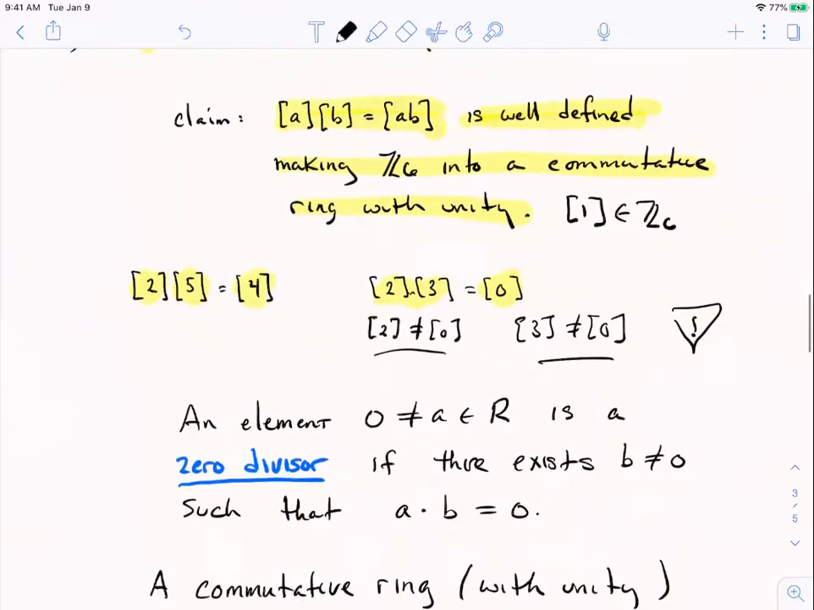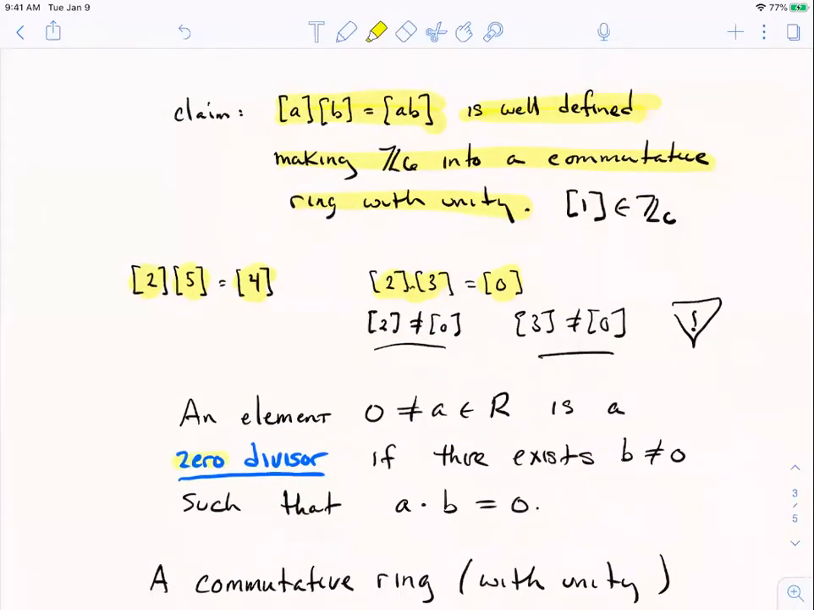Okay, new vocab. We're going to call such things zero divisors. A zero divisor in a ring is a non-zero element for which there exists some other non-zero element, but their product is 0. So in my example up here, if you want to use some terminology, 2 and 3 in Z6 are zero divisors. Zero divisor means that you're not 0, but there's some other non-zero element that can multiply by you to get 0.